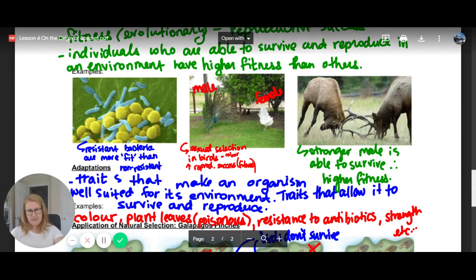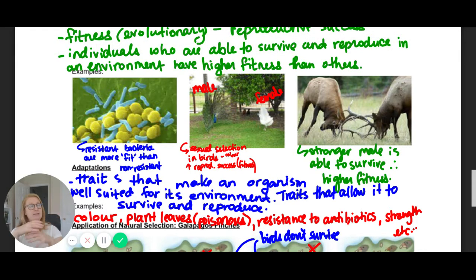And then the last example I'll put here is that we see a lot of the time competition between males in the animal kingdom. So the stronger male who's able to survive will have a higher fitness because he will be the one able to then reproduce with the females. So these are all examples that we're going to come back around to as we continue on.